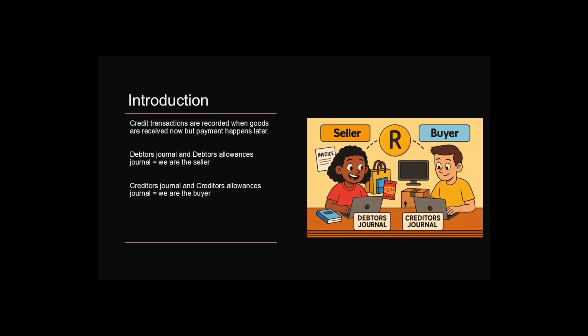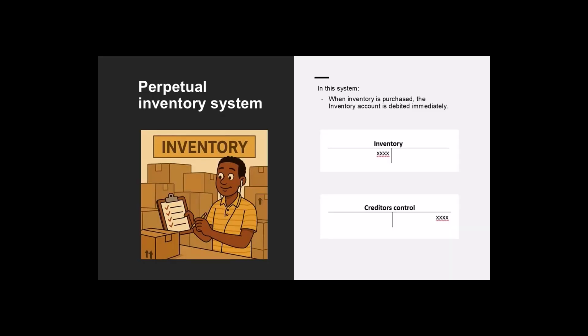So in short, the creditors journal is what we buy on credit from our suppliers. The creditors allowances journal is what we return or get credit for from our suppliers. Remember how we said the tuck shop uses the perpetual inventory system. That means every time we buy or return stock, we immediately update the inventory account, so we always know exactly how much stock we have and what it's worth.